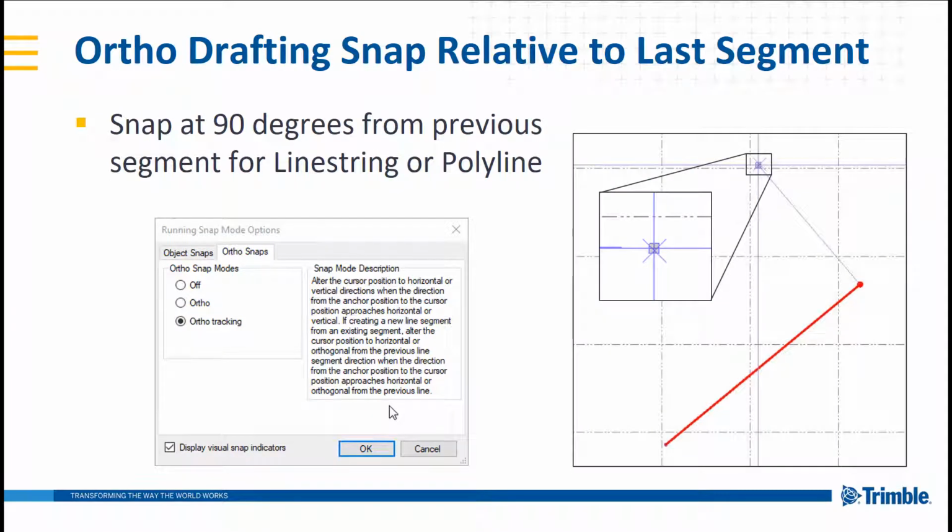We've added an ortho draft snap relative to the last segment. So as you're drafting a line in TBC with this snap turned on, the ortho tracking shown on the left, you would get a magnetic cursor change, a visual indicator of when your cursor is placed over a position that would create a 90-degree segment from the previous segment created. They're shown on the right, and the inset blown up view in the right screenshot.